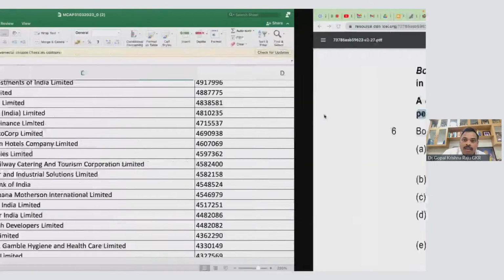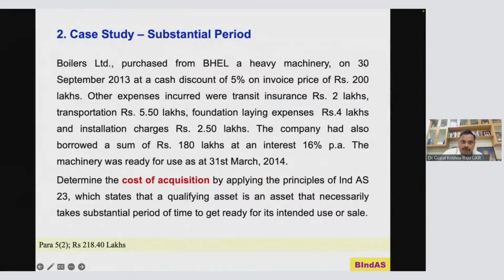Now in this paragraph, from 30th September 2013 to 31st March 2014, the company had also borrowed a sum of 180 lakhs. Now, whether it is ready for use. See, the point is, if you have borrowed 180 lakhs and still the machine is not ready for use.